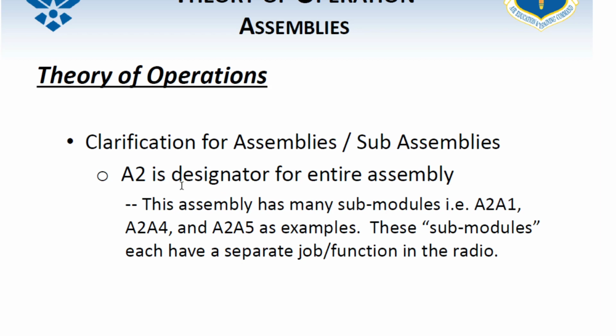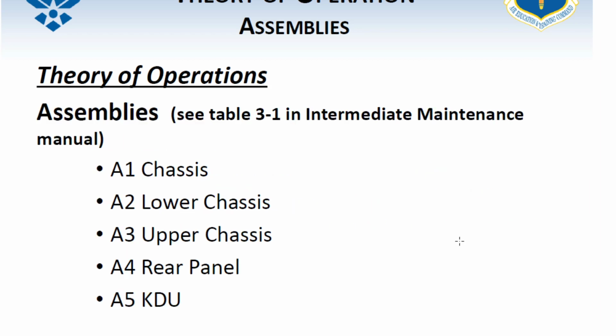All right. A2 is a designator for the entire assembly. We just went over this. This assembly has many submodules, for example, A2A1, A2A4, and A2A5 as examples. These submodules each have a separate job or function in the radio. Talk about the theory of operations. Like I told you guys, this is assemblies.